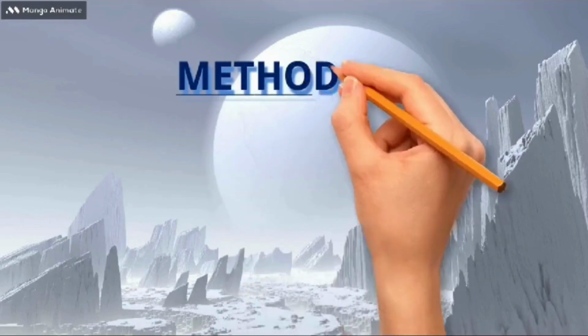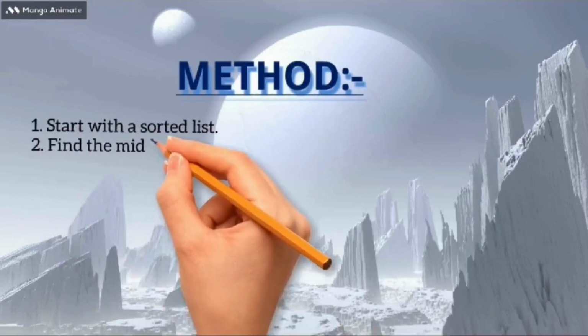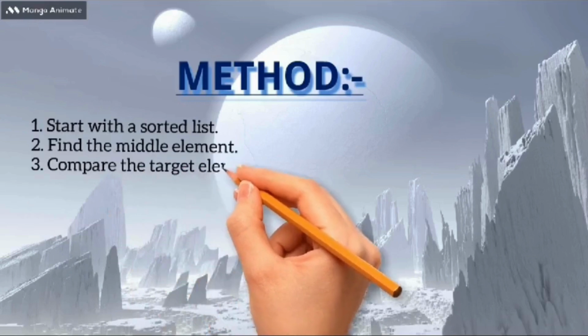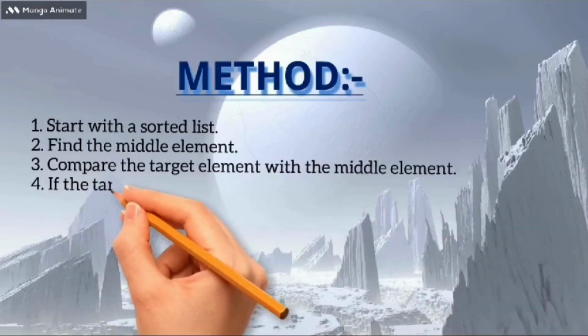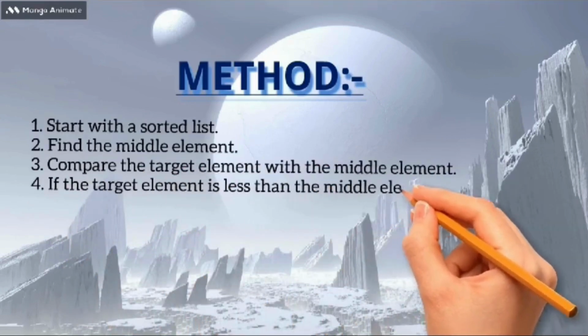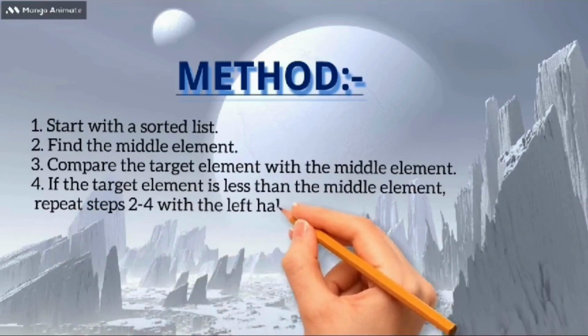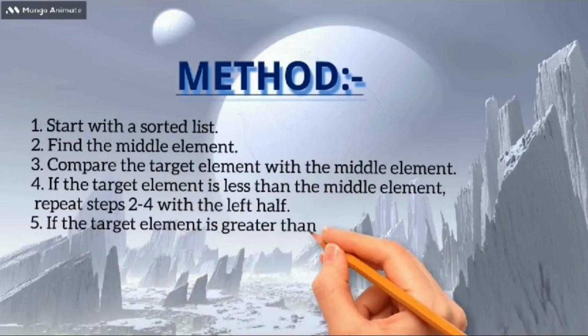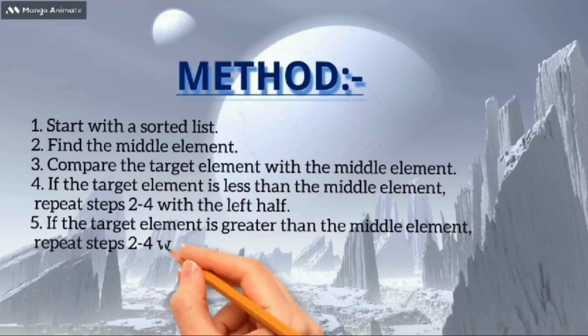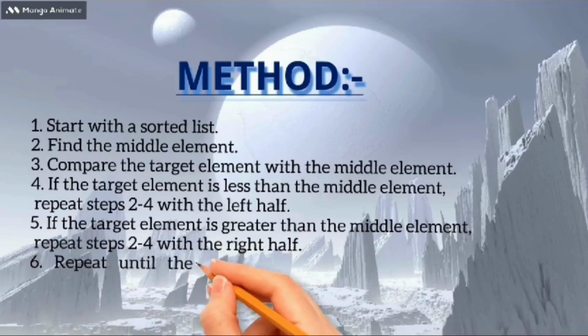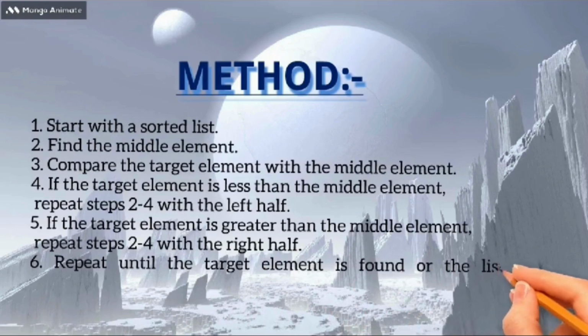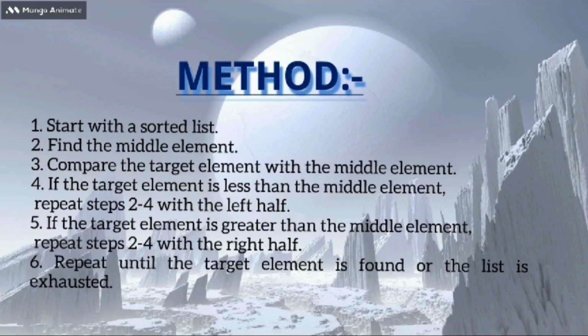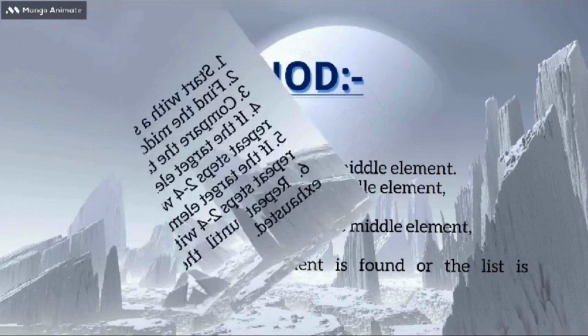Method. 1. Start with a sorted list. 2. Find the middle element. 3. Compare the target element with the middle element. 4. If the target element is less than the middle element, repeat steps 2 to 4 with the left half. 5. If the target element is greater than the middle element, repeat steps 2 through 4 with the right half. 6. Repeat until the target element is found, or the list is exhausted.